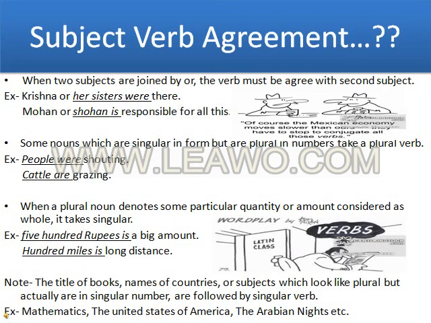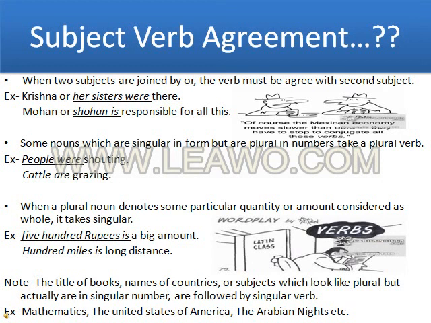Next rule, when a plural noun denotes some particular quantity or amount considered as a whole, it takes a singular verb. Very important rule. Let's take an example. 500 rupees is a big amount. Read the rule. When a plural noun denotes some particular quantity or amount considered as a whole, like the particular quantity 500 rupees, we cannot take 500 rupees as plural because 500 rupees indicates one quantity. Clear? 500 rupees is one amount. That's why we will take 500 rupees as singular, and the verb used will also be singular. That's why we have used here is, and is is singular.